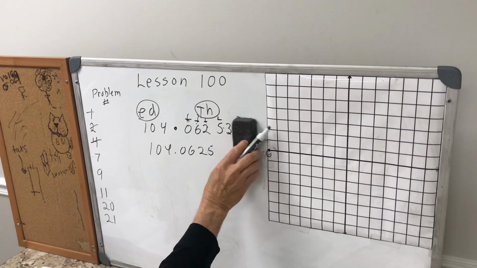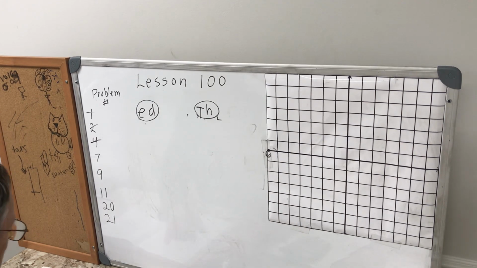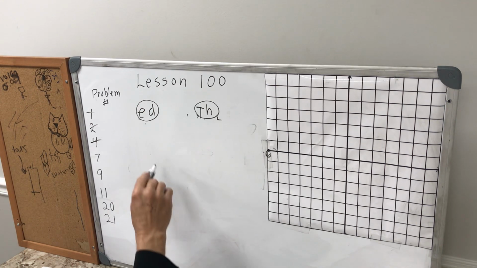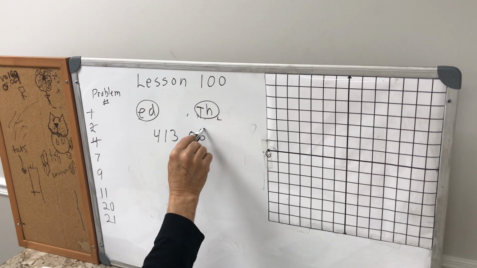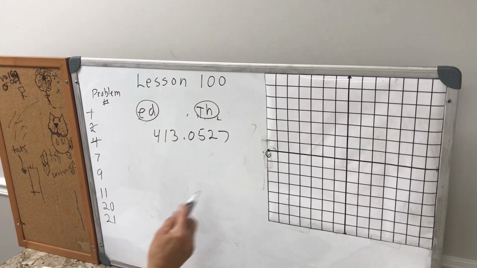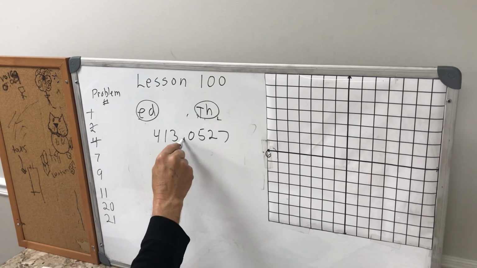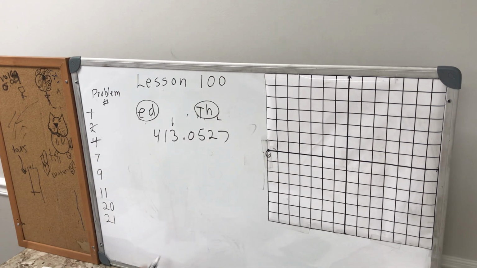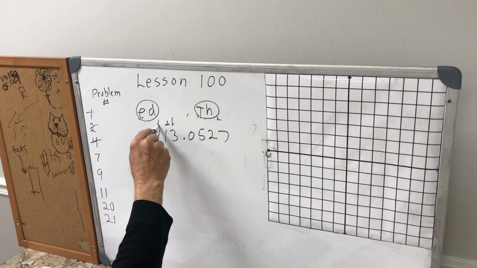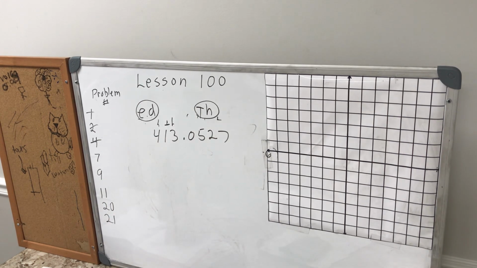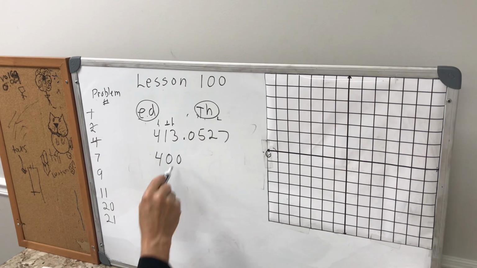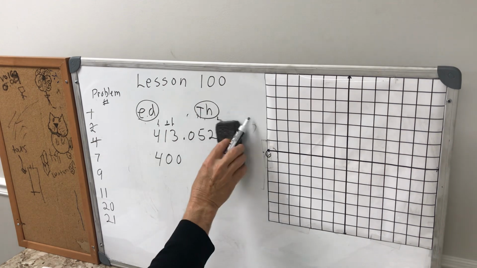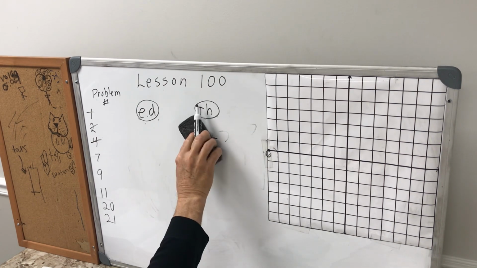On B, we end with the ed or th. Look at that. Nearest 100. I'm going to write this number down: 413.0527. Ends with the ed, so that is on the left side of the decimal. And this placement here is the ones, this is the tens, and this is the hundreds. And that is what they're asking for. So we start off here, 4. Does the 1 round that up? It does not. And there is your answer, 400. Remember the ed and the th.